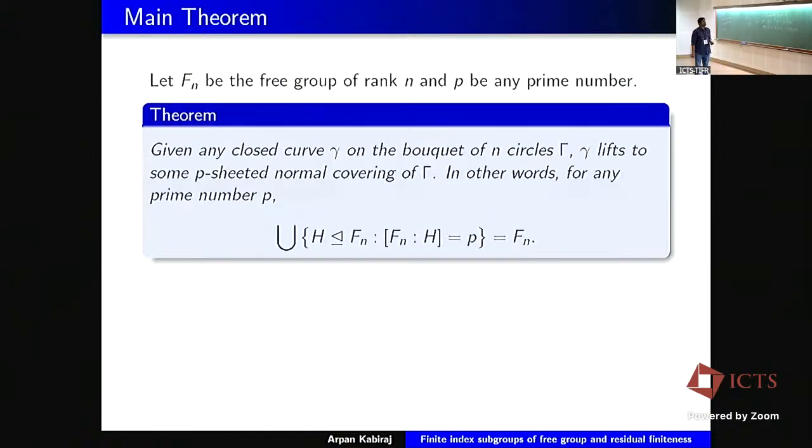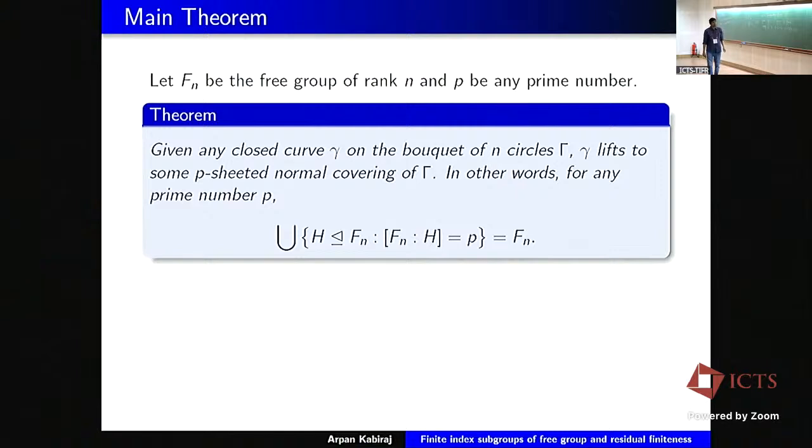So the main theorem that we got was actually quite neat. If I give you any curve on a bouquet of n circles, and if I fix any prime number, then it lifts to at least one of the normal subgroups of index p. In other words, if I fix any prime number, 2, 3, 5, anything, I can write down the whole free group as a union of finite index normal subgroups of index p. And this union is actually finite. I don't need to take all normal subgroups, I just need a class of normal subgroups.